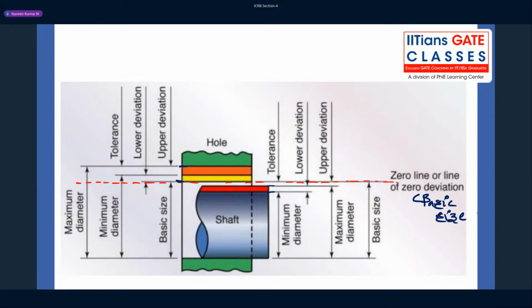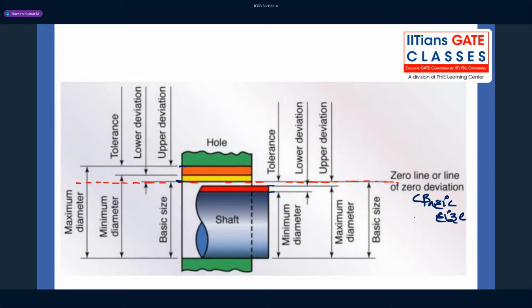Somebody said that you manufacture for 30 mm. What is that basic size? It's the nominal diameter or nominal size of a shaft or hole. Then you have some actual size, that is whatever you have measured. Then there is this zero line, so from that zero line, we'll be able to identify the positive and negative. Different things are there.